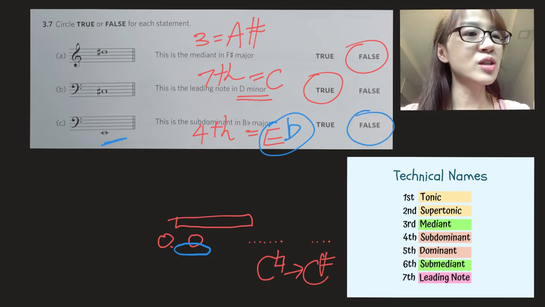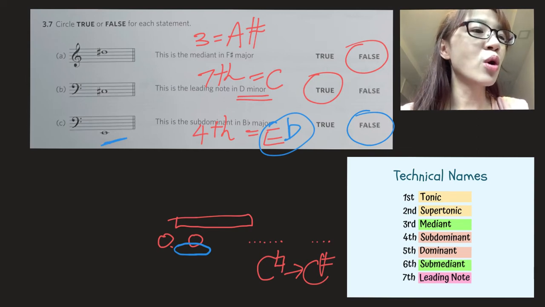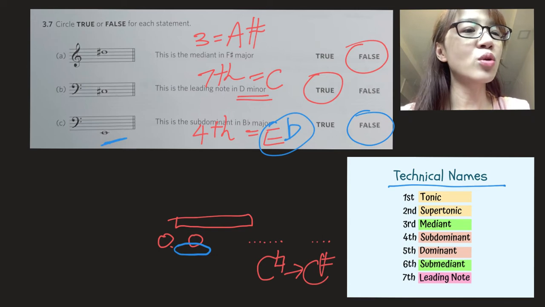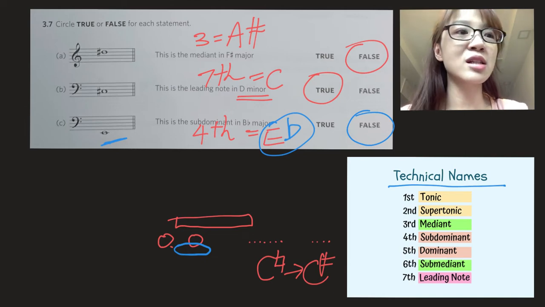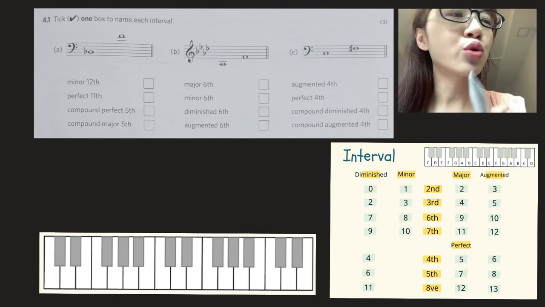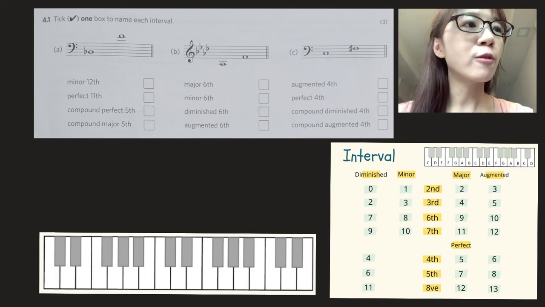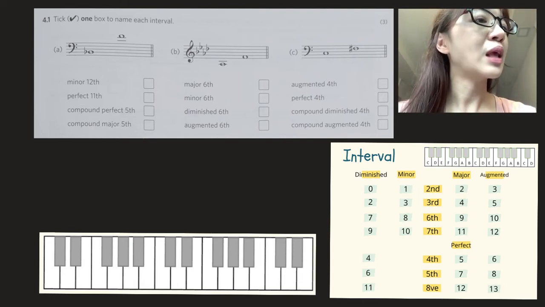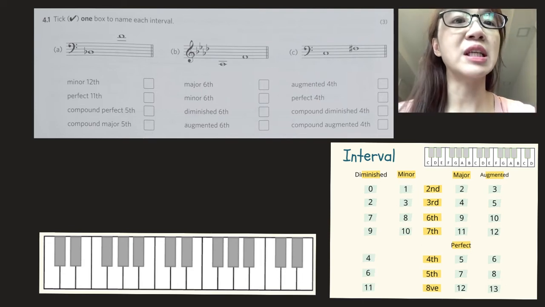So for this question, it's very important. You not only need to know about the technical names, you also need to know your key signature, so you know that if there is any accidental involved. For this question on interval, the student needs to count the interval and after that follow the chart and get the name of the interval, the type of the interval.